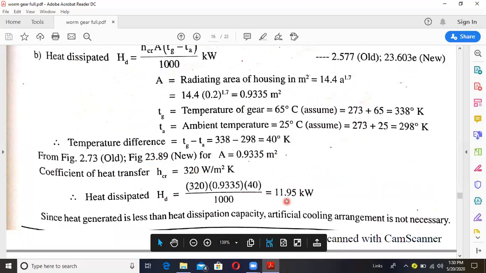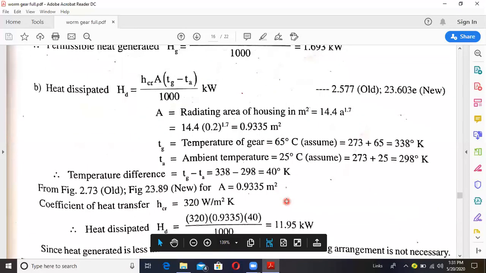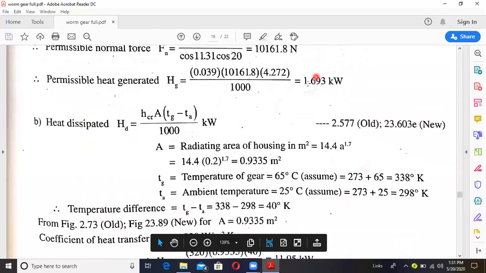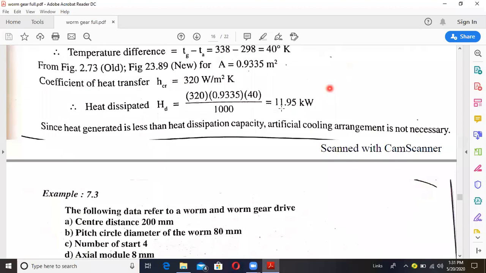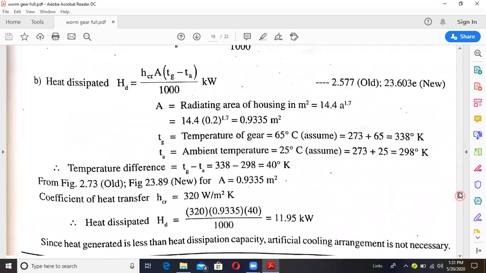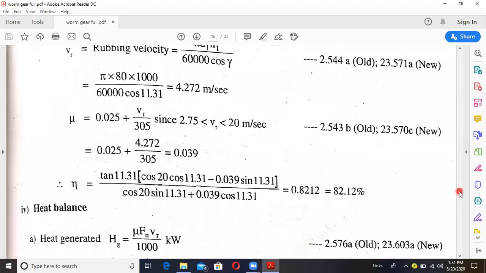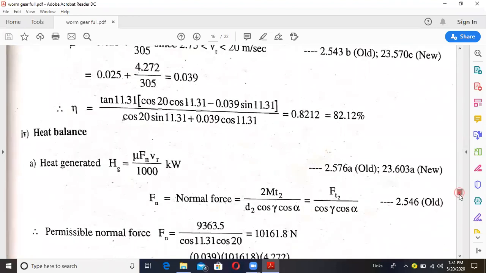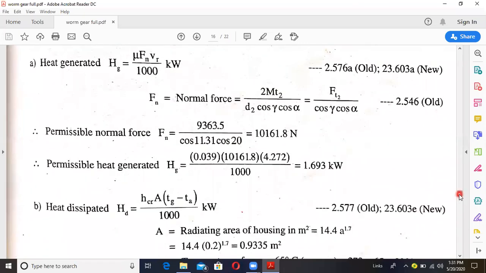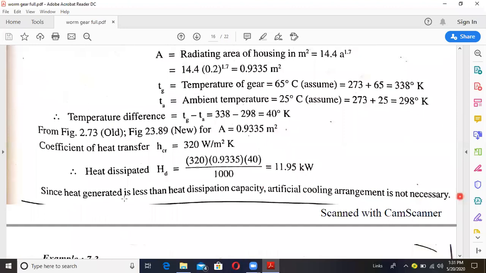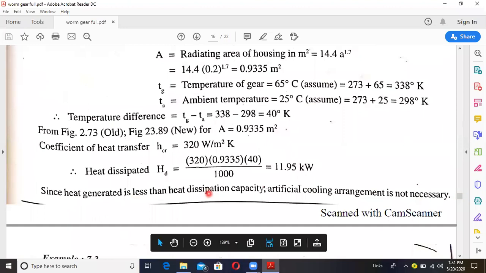Now you see, we got heat generated equal to 1.693 kilowatt and heat dissipated equal to 11.95 kilowatt. Now you tell whether artificial cooling is required or not. No, sir, not required. So we don't require any artificial cooling to cool the system. Why? Because heat dissipated is more compared to the heat generated. So at the end you have to write, since heat generated is less than heat dissipated, hence an artificial arrangement is not necessary. Understood?